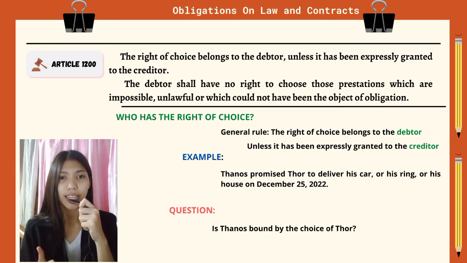And then, Thanos can refuse to follow what Thor wants, so he can deliver the ring instead, because in this case, he has the right of choice. So, that's Article 1200, first paragraph. Let's discuss the second paragraph.